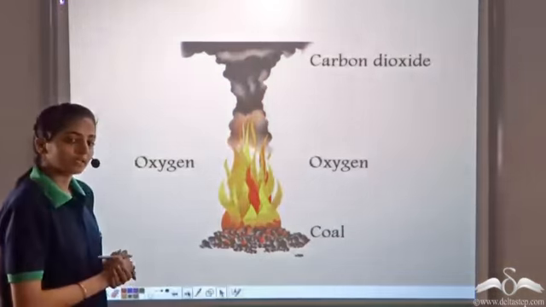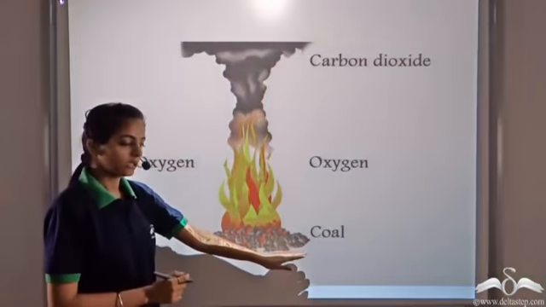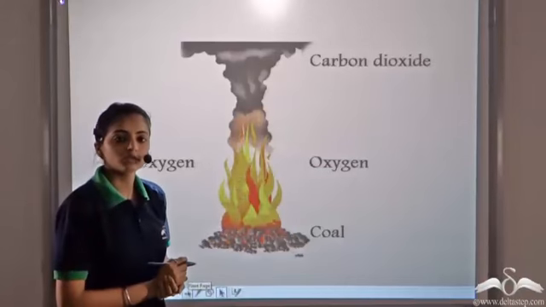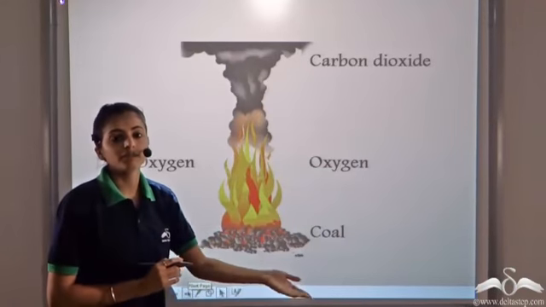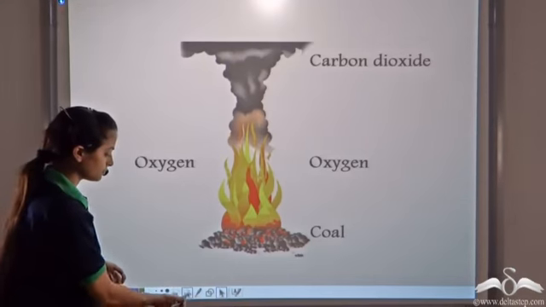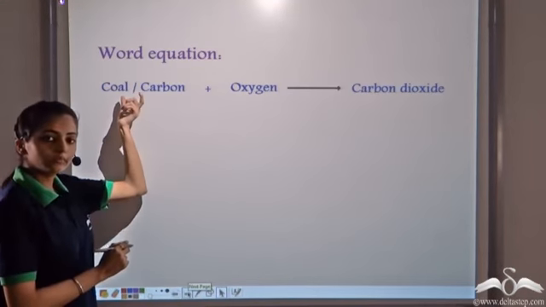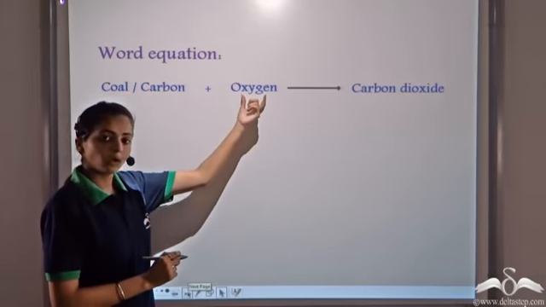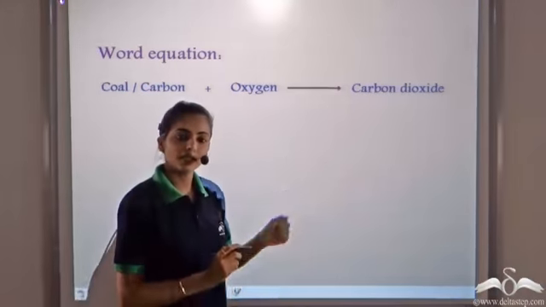Now what's happening here is, we have coal, it burns in the presence of oxygen and carbon dioxide gas is released. So this is what is happening when you see burning of coal. So how do you represent it on paper? You say that coal, it's nothing but carbon. So coal reacts with oxygen to form carbon dioxide gas.